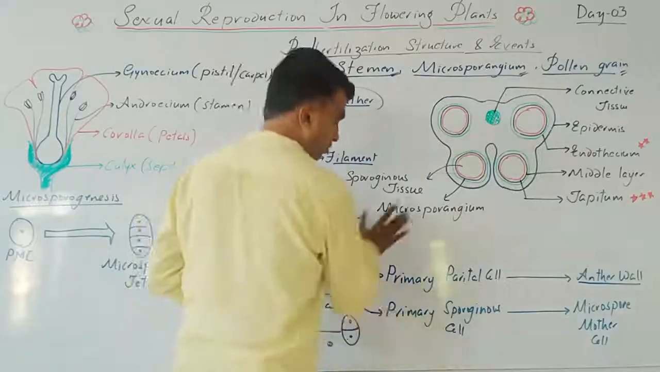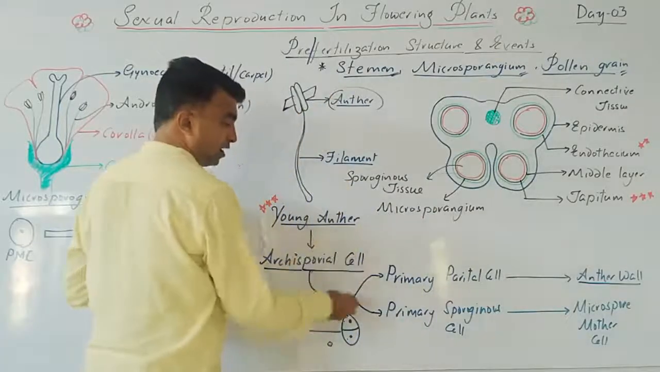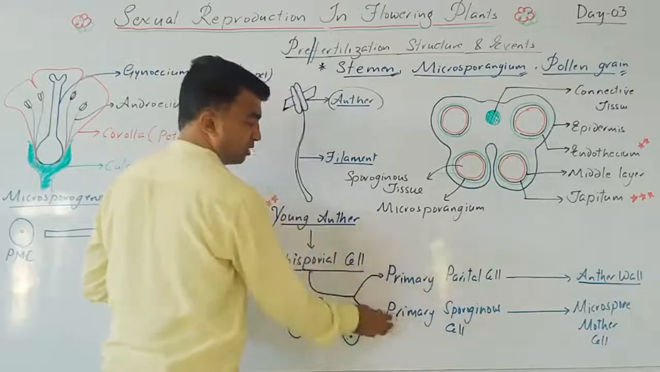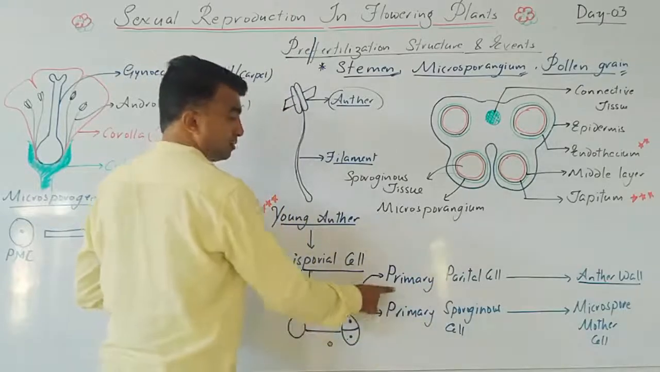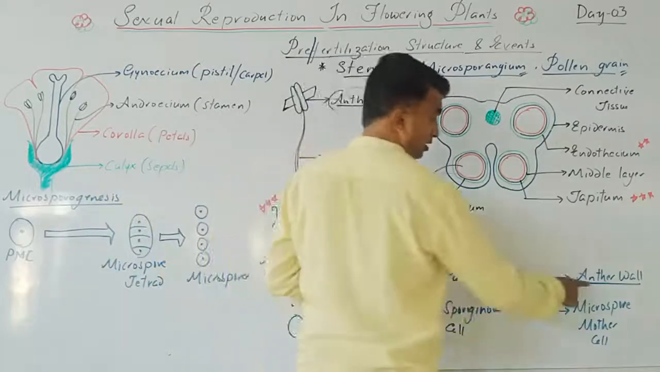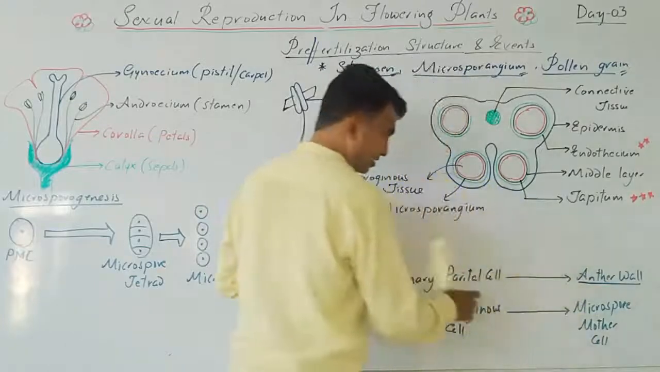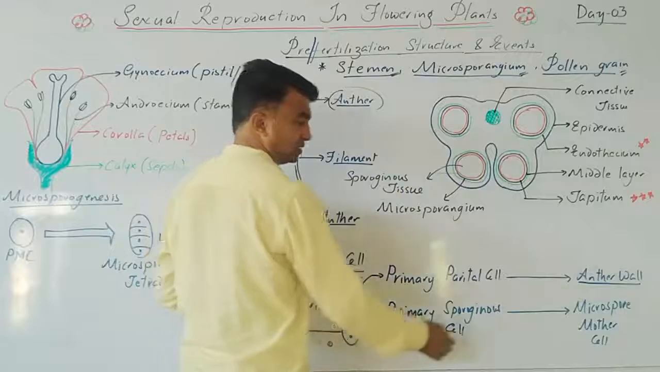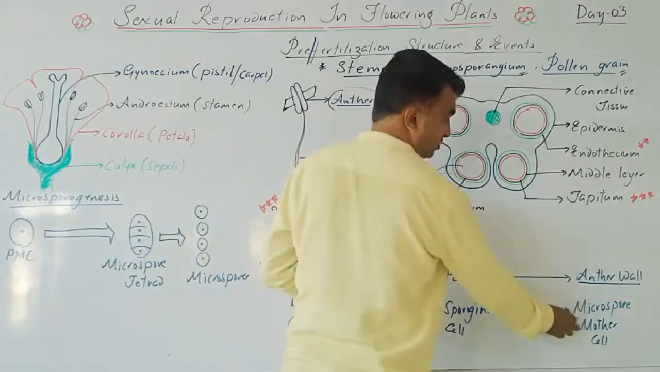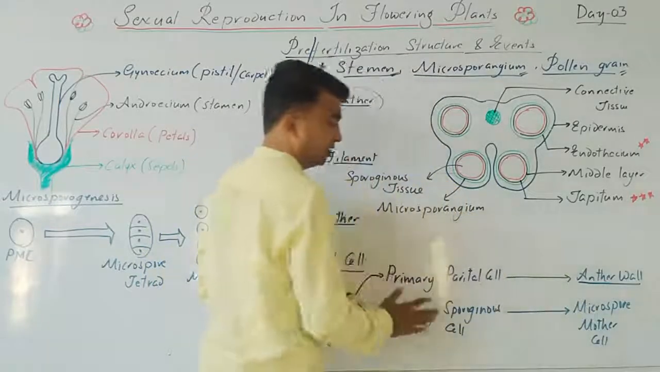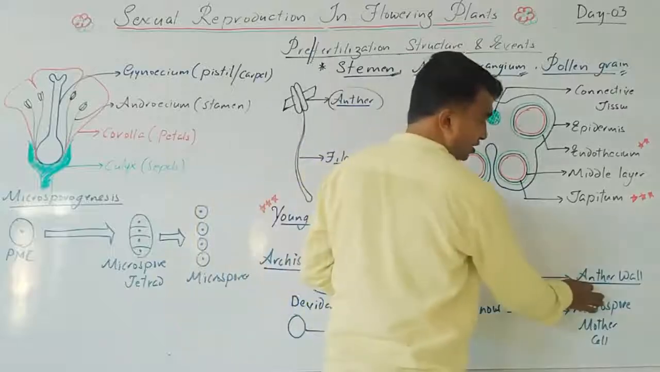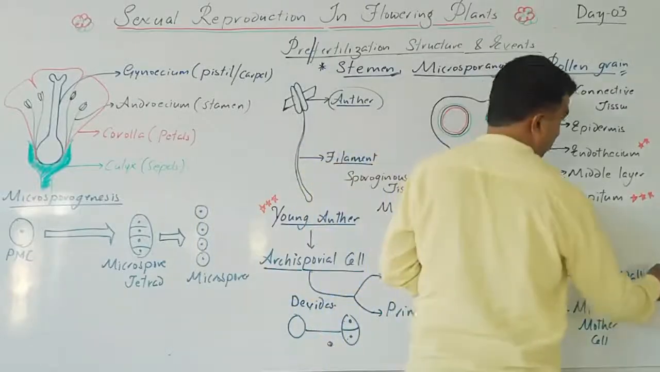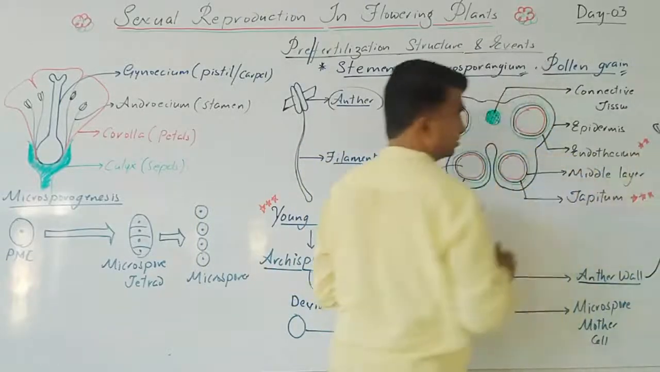So the archesporial cell divides to form the primary parietal cell and the primary sporogenous tissue. The primary parietal cell divides again to form the anther wall, and this produces the sporogenous tissue. This primary sporogenous cell produces the sporogenous tissue, which is made up of microspore mother cells. When you take the anther wall, it is nothing but these layers.